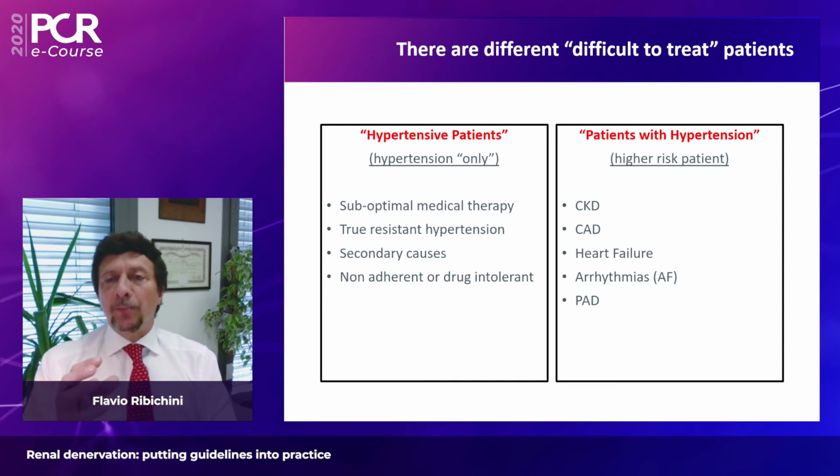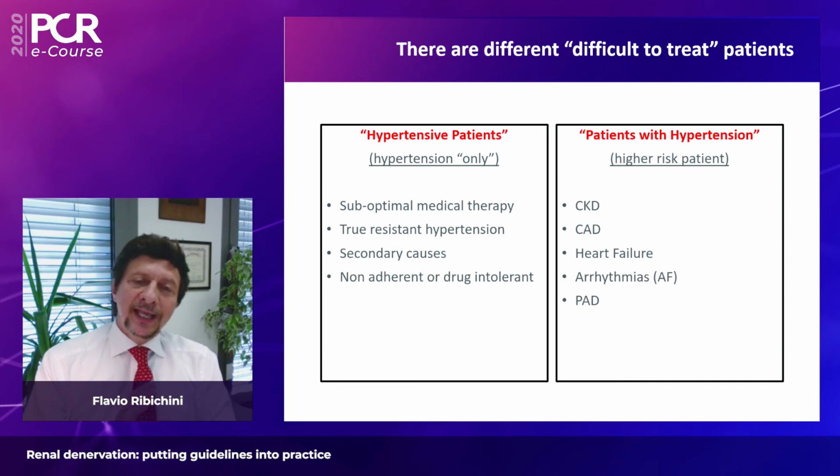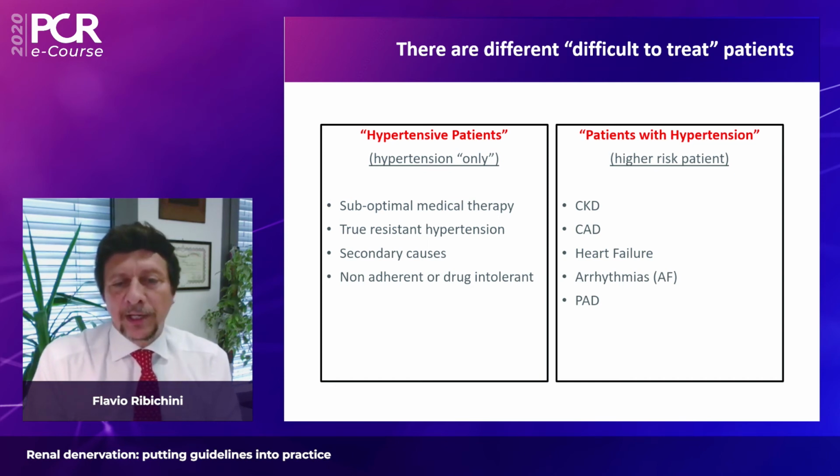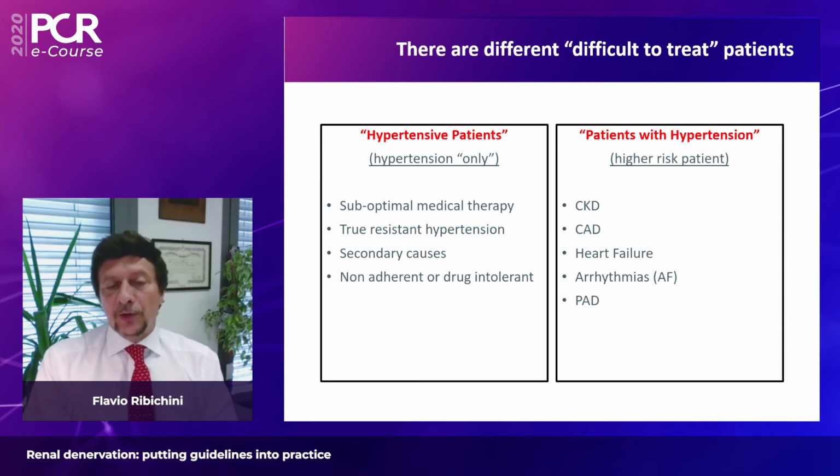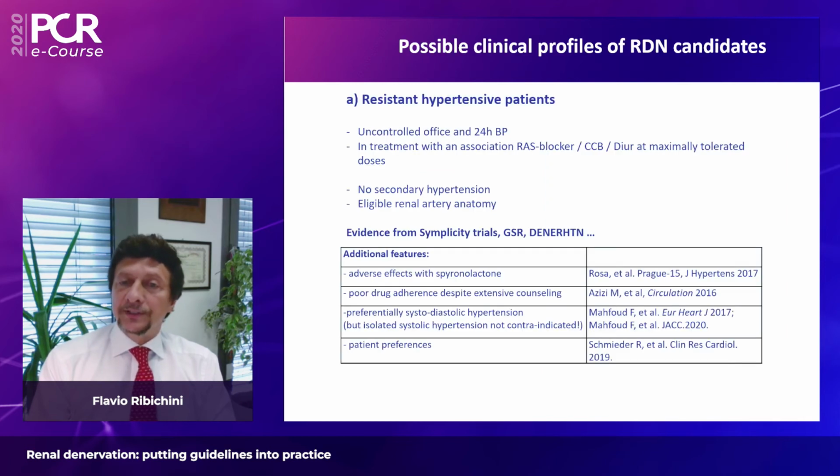Let me share with you a personal point of view of what a hypertensive patient might be. One patient is just having hypertension. It's normally a younger one. He might be a true resistant hypertensive patient or just one being under suboptimal medical therapy or having secondary causes or simply not taking the pills. A different patient is that with hypertension on top of other more important problems, who are normally older and have been hospitalized, be it for chronic kidney disease, coronary artery disease, heart failure, arrhythmias, or peripheral artery disease.